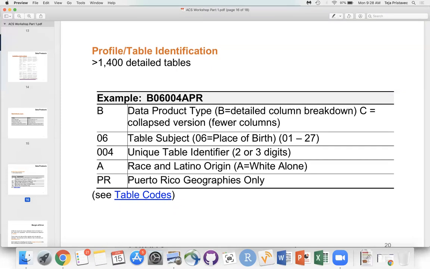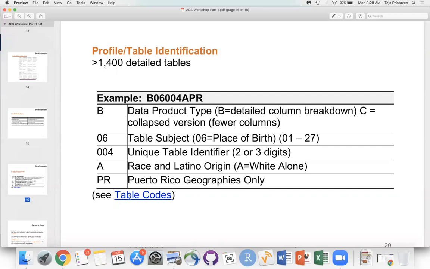That's basically the screenshot that I showed you before. That was a breakdown of all the subjects that are captured in ACS. Each one of them has a number. Then there's a unique table identifier, which is basically the number of the table in that series. And if there are detailed breakdowns of the table by race, you'll have a designation for that as well. And for Puerto Rico geography, if it's not a US general table, if it's just available for Puerto Rico.